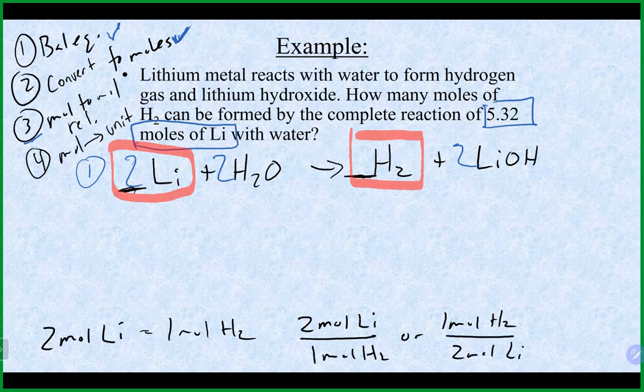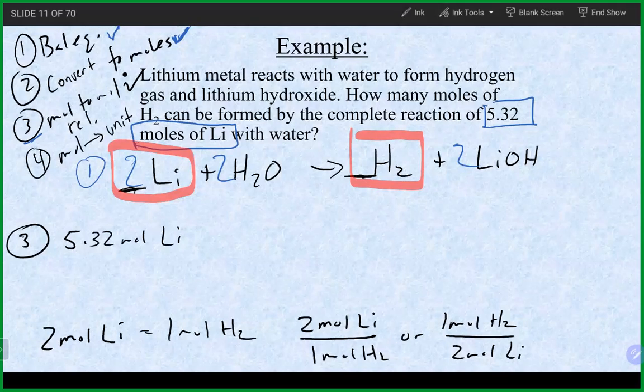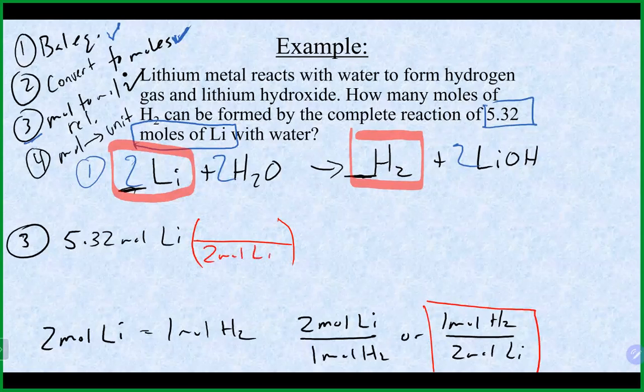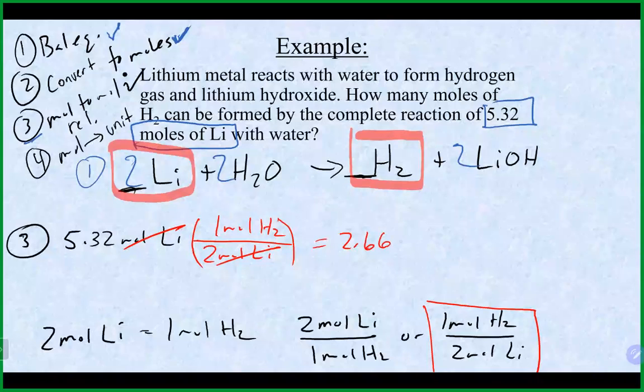So that is where we want to pick up step number 3, which in this case is 5.32 moles of lithium. Should I use the conversion factor on the left or the one on the right? We should use the one on the right, as we want to get rid of lithium and end with hydrogen. So we're going to do our stoichiometry part here, 2 moles of lithium and 1 mole of H2. That is going to get rid of our lithium. We're going to divide it by 2. Looks like 2.66 moles of H2 in this case.